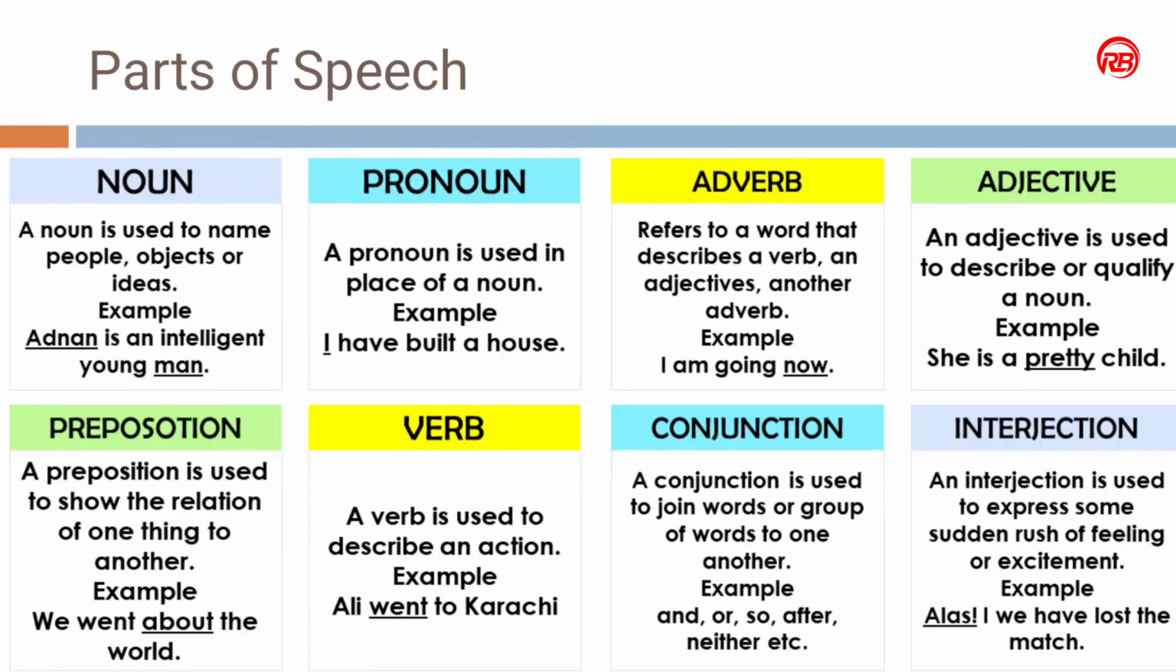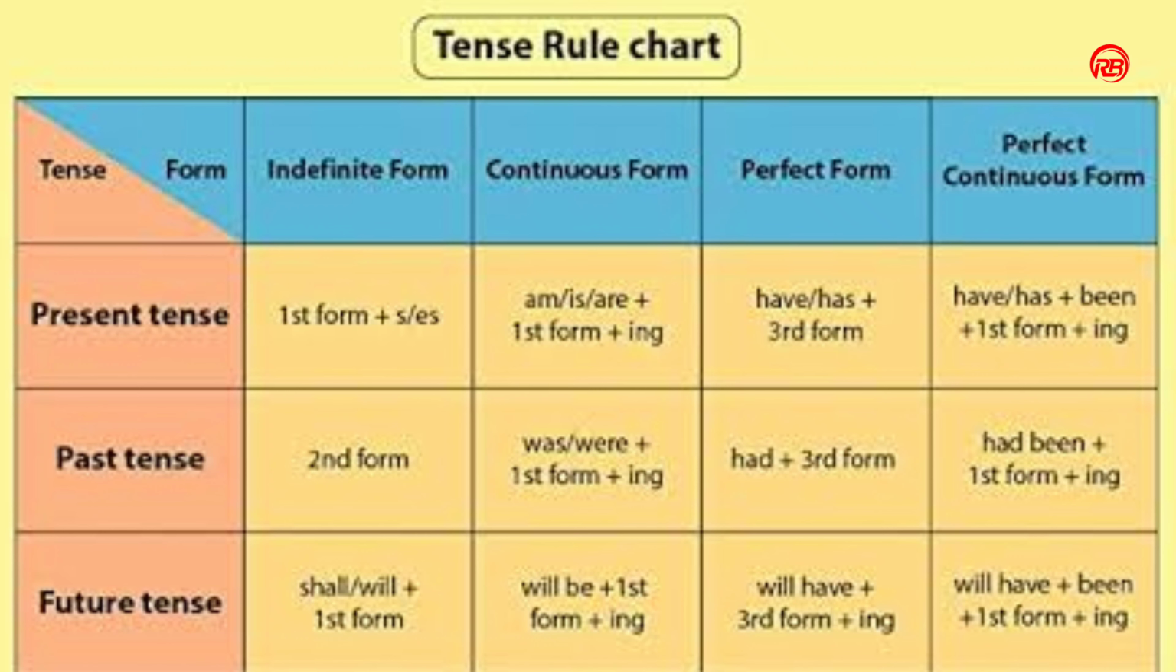First, let us see parts of speech. We all know there are totally 8 parts of speech. And the next area we are going to focus on is tenses. We all know there are totally 3 types of tenses: present tense, past tense, and future tense. And here I have given you the forms of each tense. Just go through it.